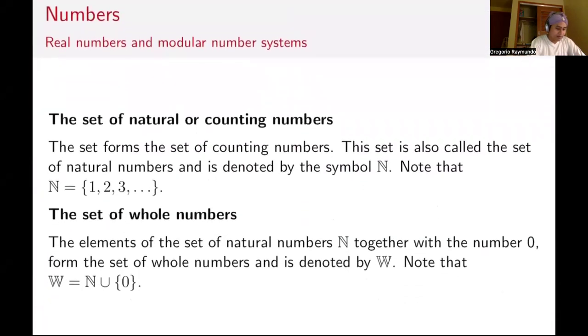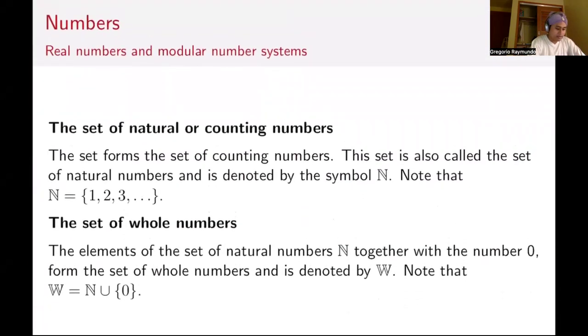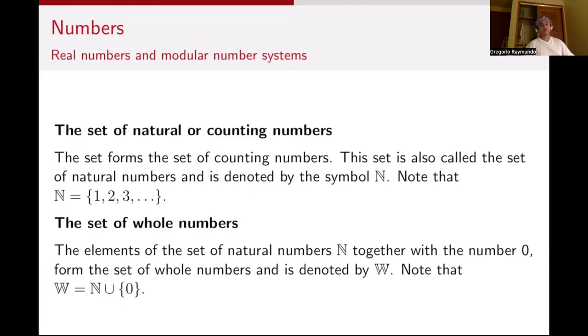So, we have the following systems. The set of natural or counting numbers. The set forms the set of counting numbers. This set is also called the set of natural numbers and is denoted by the symbol N. Note that the set of natural numbers are the set of counting numbers. We have here 1, 2, 3, and so on.